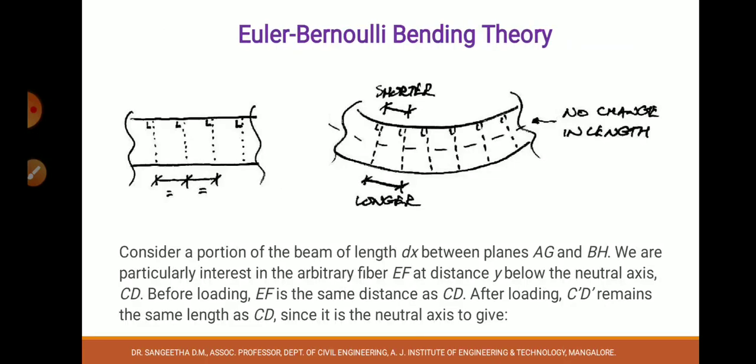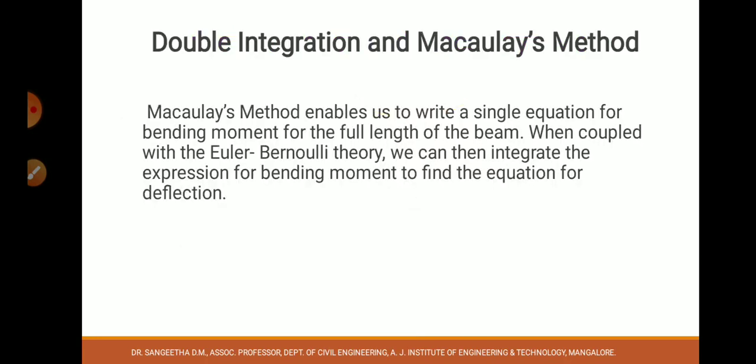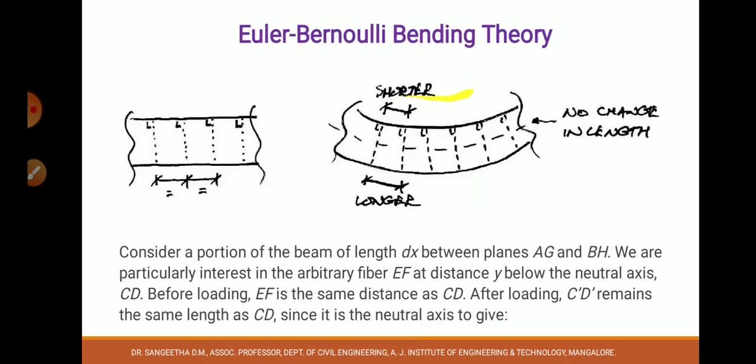Euler-Bernoulli bending theory. Here, in Euler-Bernoulli bending theory, a beam is considered, and due to the action of the loading, the top fibers will be in compression, whereas the bottom fibers, the outer fibers, will be in tension, will elongate. Elongation means tension; the compressed fibers will be shortened, whereas for the middle fiber there won't be any change in length.